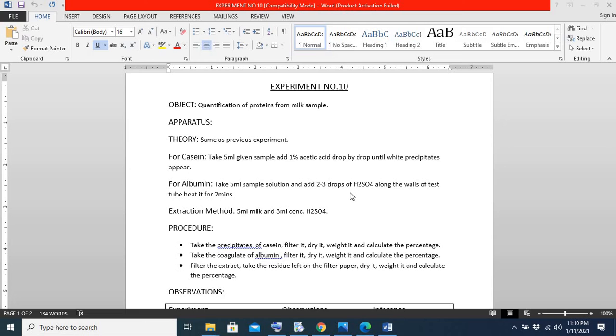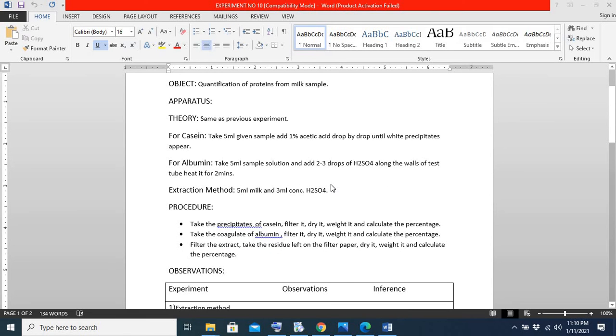So what is our objective? Our objective is to quantify different proteins from the milk sample. And what type of proteins are we going to quantify? These will be casein and albumin. And what do we have to do to quantify these two proteins from the milk?